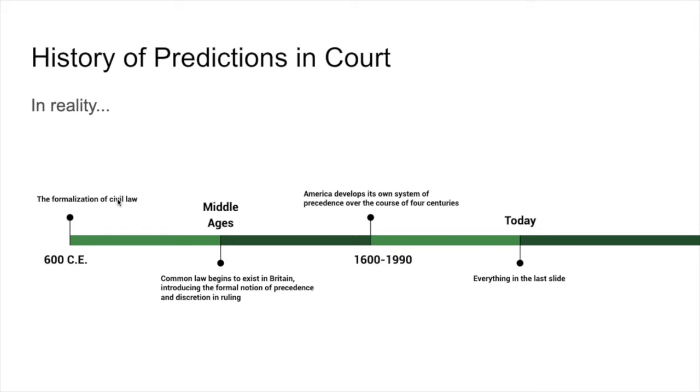civil law, wherein the system didn't require discretion by the judge, but there was a legal system in which people had to go to court and likely mentally made predictions about what would happen, or the judge in the determination of what would happen could make a prediction. More formally and more interestingly, in the Middle Ages, when common law begins to exist in Britain, the use of precedents and discretion in ruling allows for lawyers to represent clients.